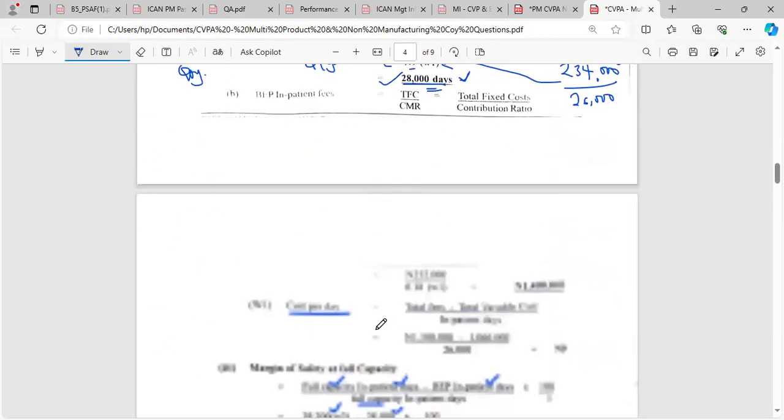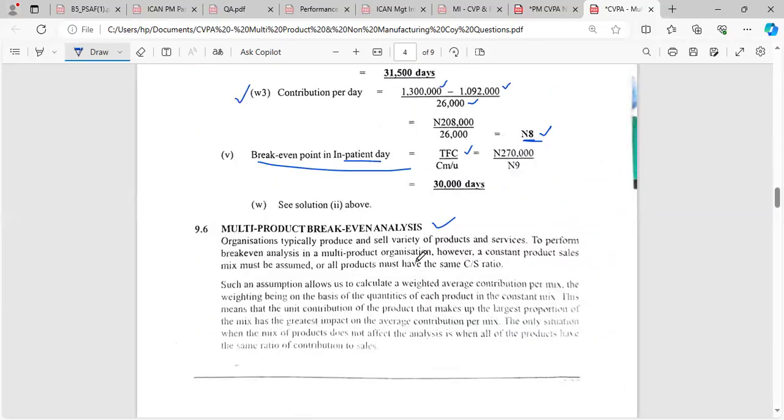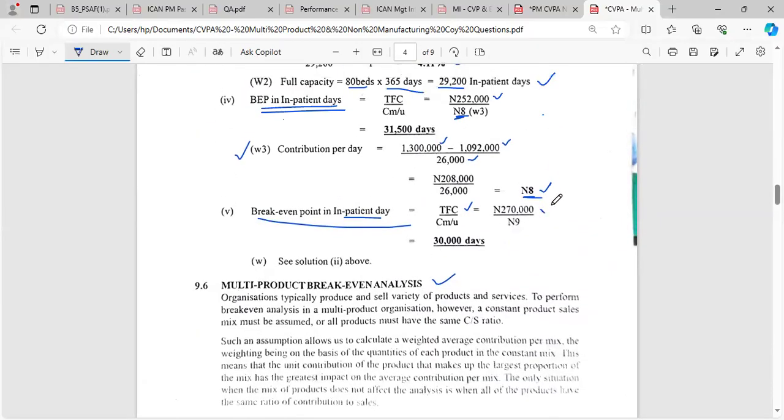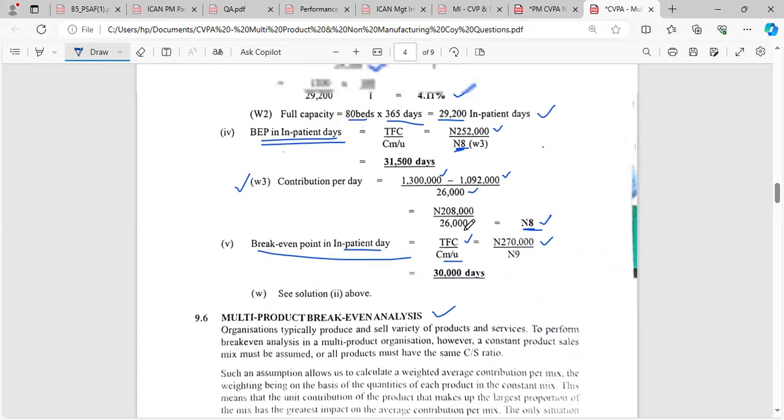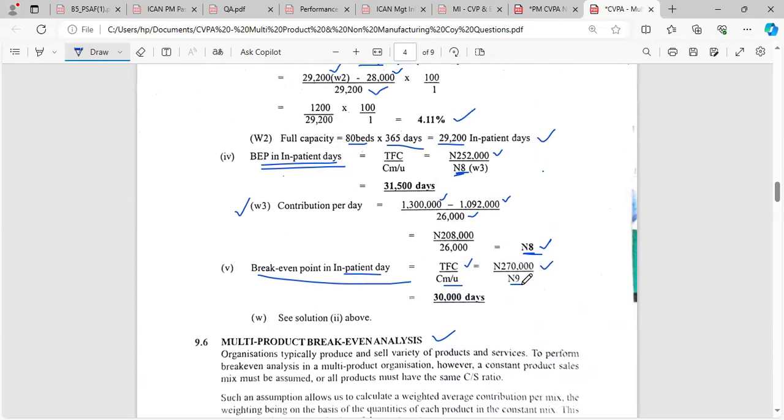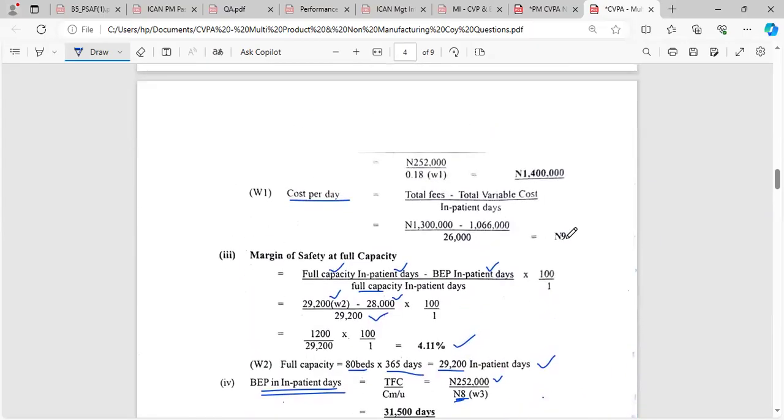So let's go to our solution. Total fixed cost has changed to 270,000, but our contribution per unit is 9 naira. I think we solved it somewhere before, which is this. Okay, contribution per unit is 9 naira.